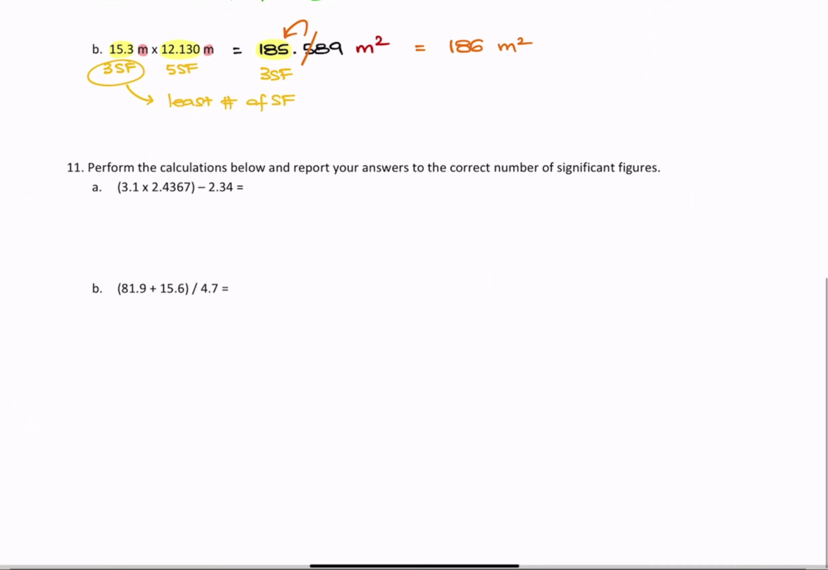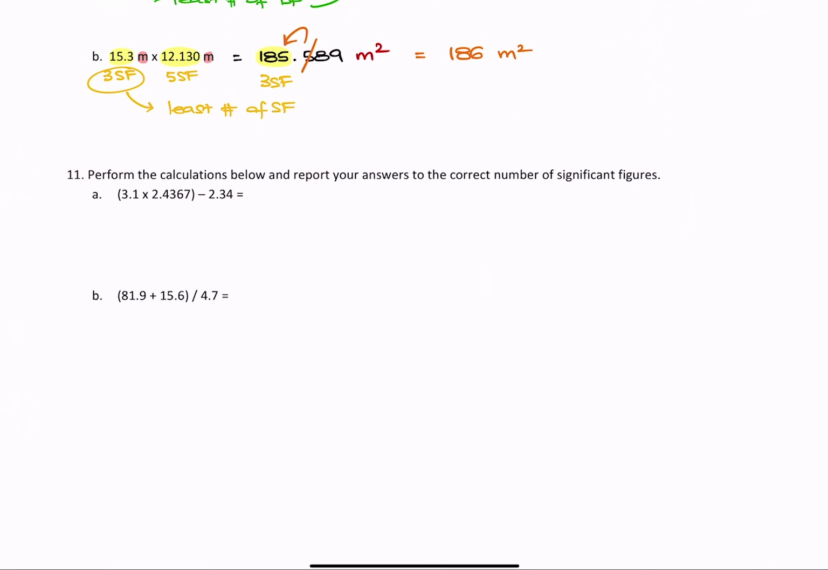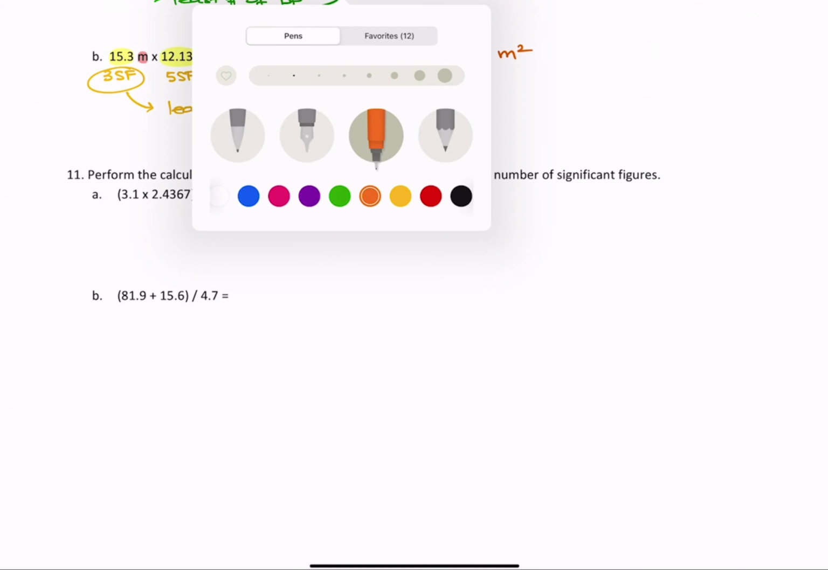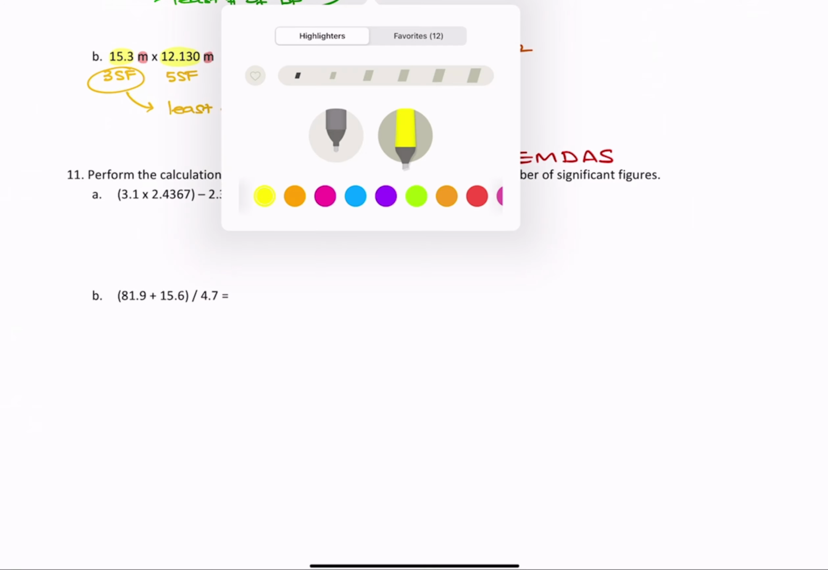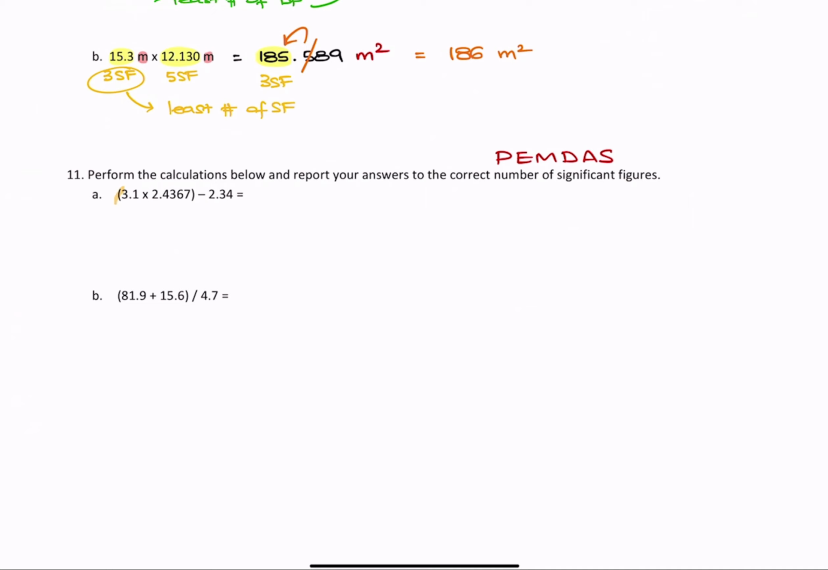Now, what happens if we mix everything? If we mix multiplication, division, subtraction, and addition? Well, you're going to have to perform those calculations step by step. Remember PEMDAS, okay? Parentheses first, and then exponent, multiplication, division, addition, and finally subtraction. So we see that we're going to do first the parentheses right there.